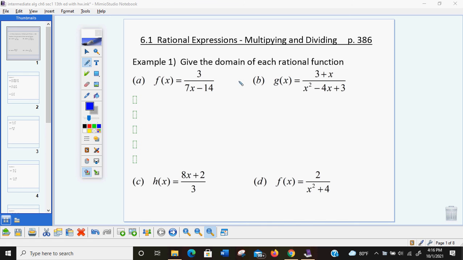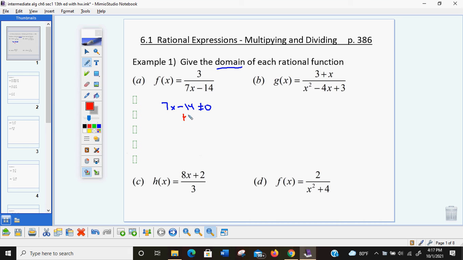This example says give the domain of each rational function. And when you're talking about domain, you're talking about the bottom of the fraction. In other words, the bottom of the fraction can never equal 0. Okay, so we want to know that 7x minus 14 cannot equal 0. We have to figure out what would make that equal 0. Well, you're going to solve it just like a regular problem.